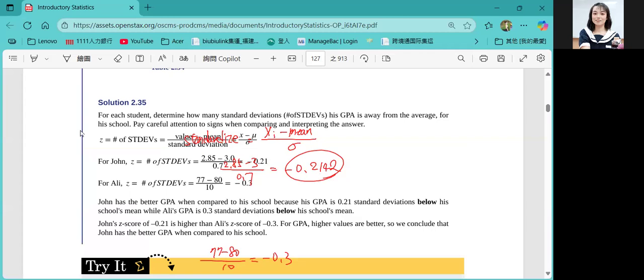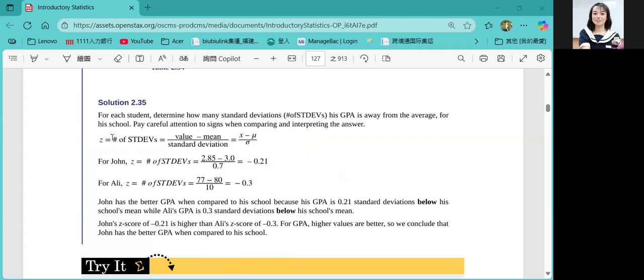Please remember this one. We call it, for each student, determine how many standard deviations his GPA is away from the average. We call it standardized. You can just use the number of the standard deviations. Okay, that's the formula: the value subtract the mean divided by the standard deviation. We call it standardized. Okay, so we can see Ellie's negative 0.3 is more below than John. So John is better.